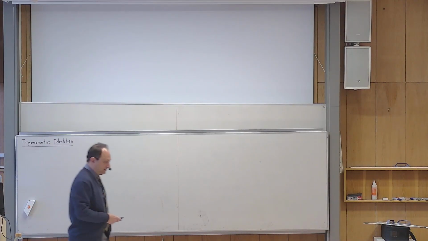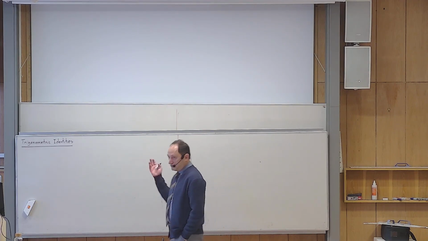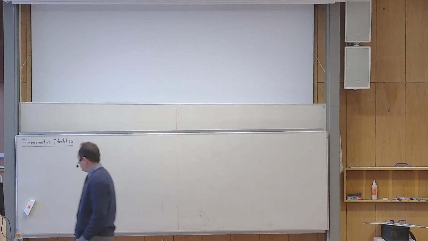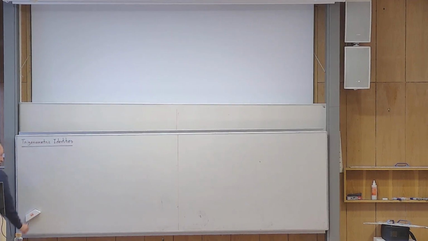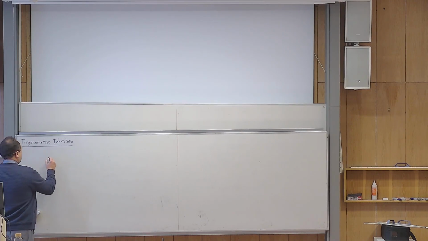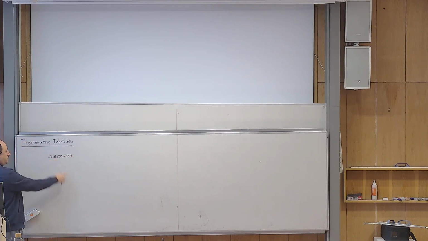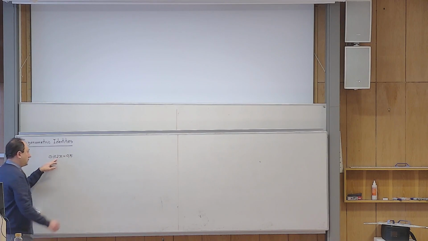Okay, good morning. So the next topic of the lesson is trigonometric identities. We studied trigonometric equations, and now we want to talk about trigonometric identities. If you remember, I already talked about the difference between an identity and an equation, yes? For example, sine 2x equals 0.5 is not an identity because it is not always true. We have to find appropriate values for x so that the left-hand side becomes equal to the right-hand side. So this is an equation, yes?